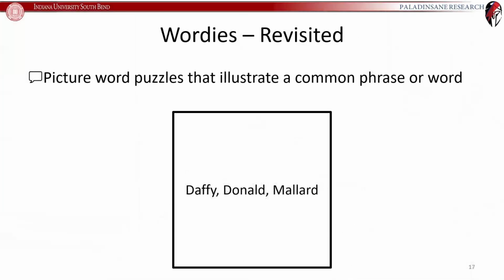And what we're going to do now is revisit the wordies. So just by way of review, these are those picture word puzzles that illustrate a common phrase or word. So here we have Daffy, Donald, and Mallard. These are three ducks. They are all in a row. So this is the phrase ducks in a row, or get your ducks in a row.